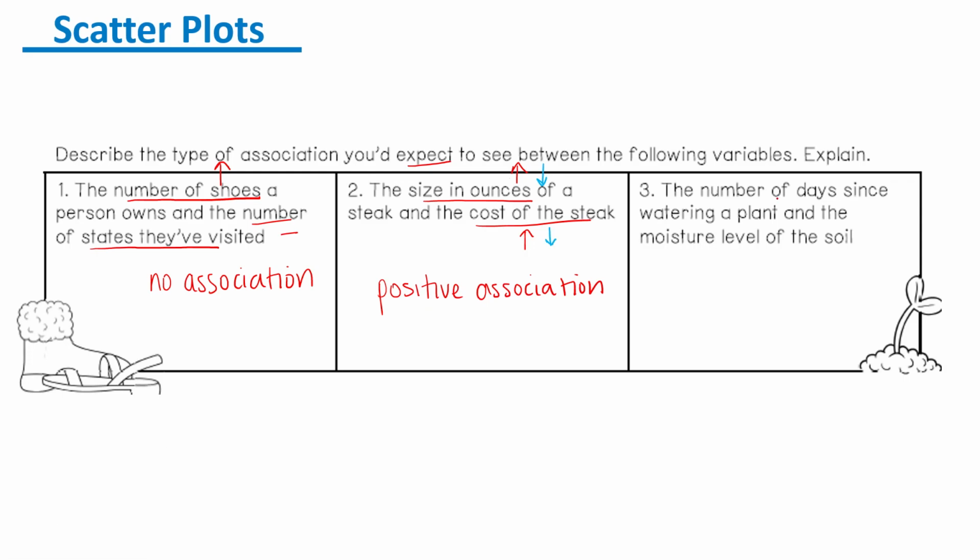Finally, for number 3, I have the number of days since watering a plant and the moisture level of the soil. So as the number of days since watering the plant increases, meaning the longer I go without watering the plant, the moisture level of the plant is going to decrease. So since they are going in opposite directions, I would say that would be a negative association.